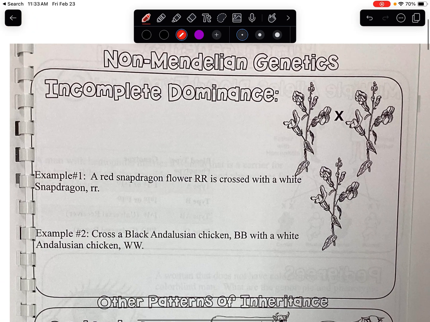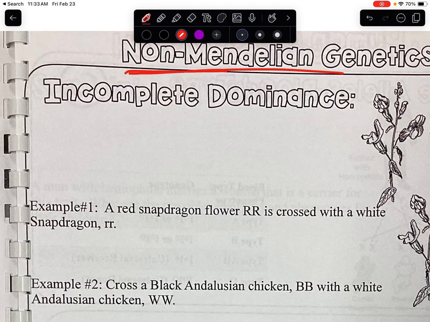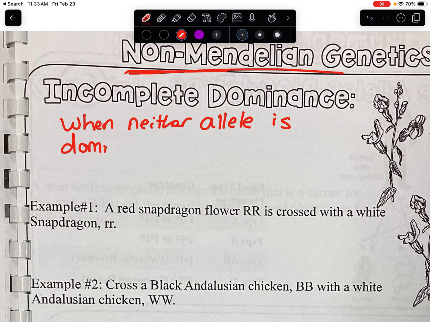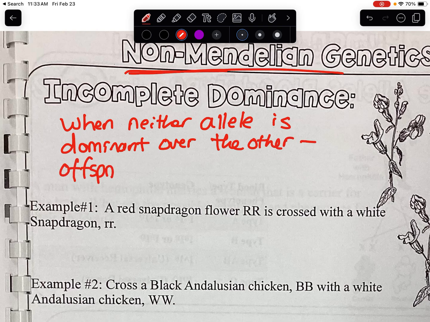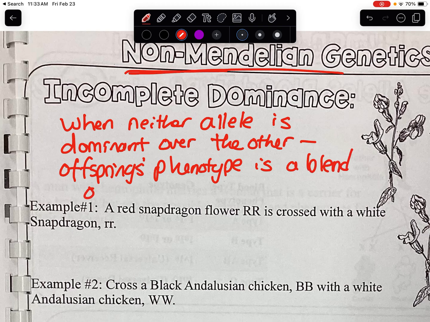Okay, so non-Mendelian means it's not dominant or recessive. You're used to big A is dominant, little a is recessive. Well, these are called non-Mendelian because it doesn't work like that. So the first example is incomplete dominance. That's when neither allele is dominant over the other. And the key here is the offspring's phenotype is a blend of the parents.